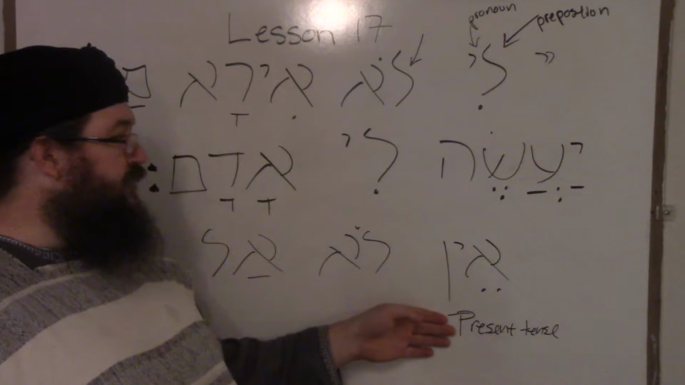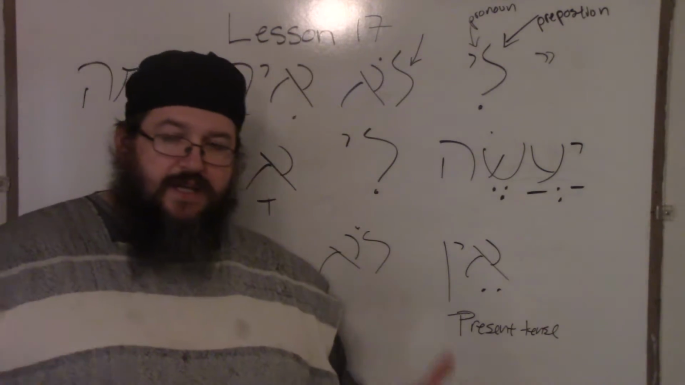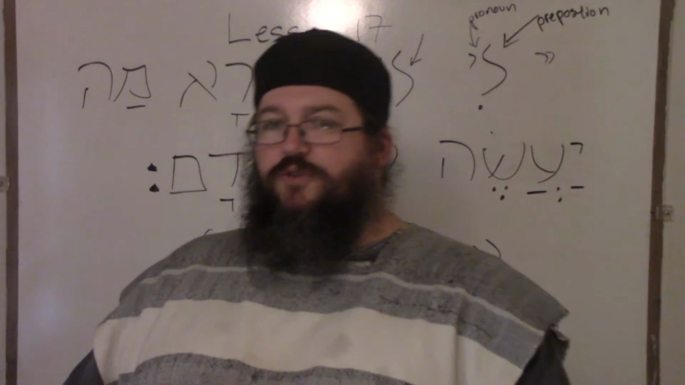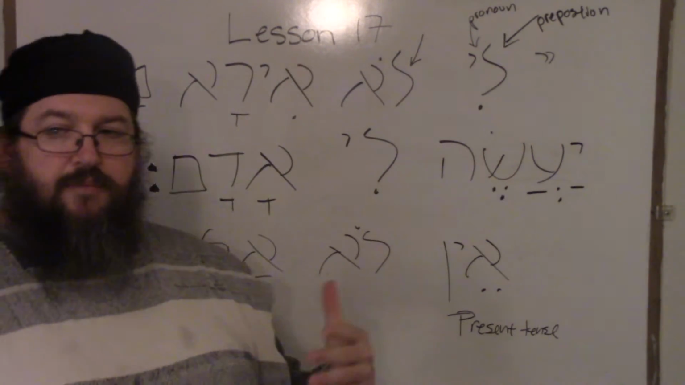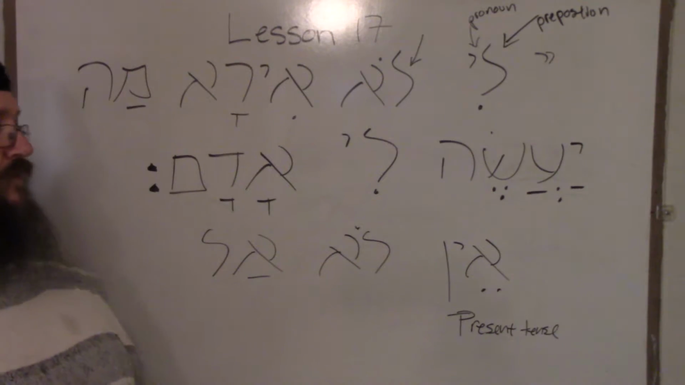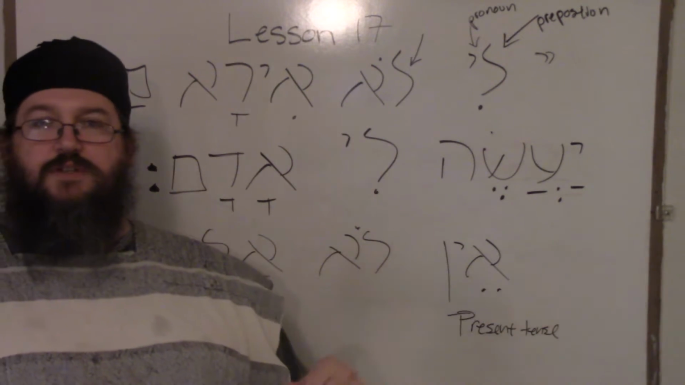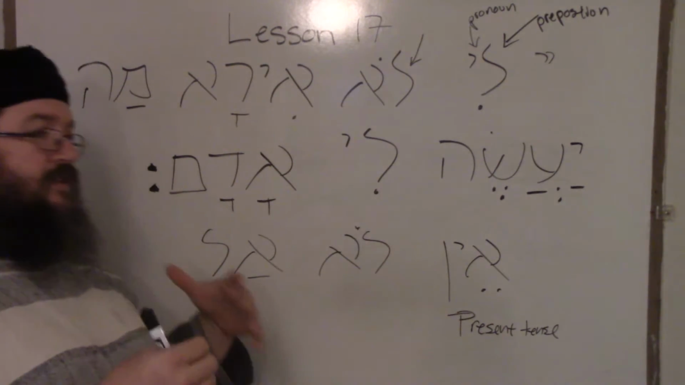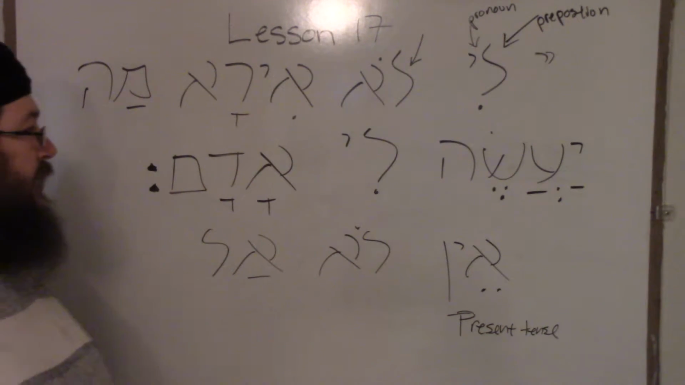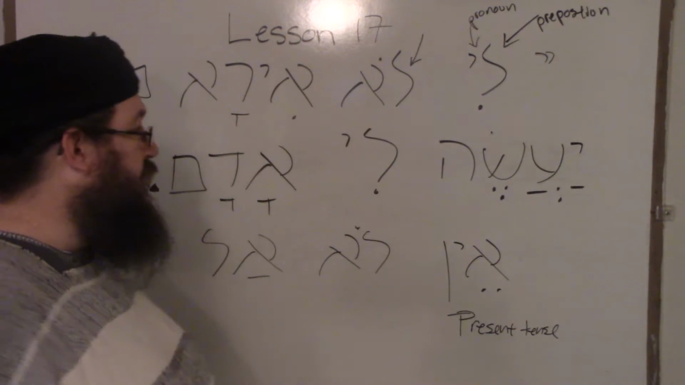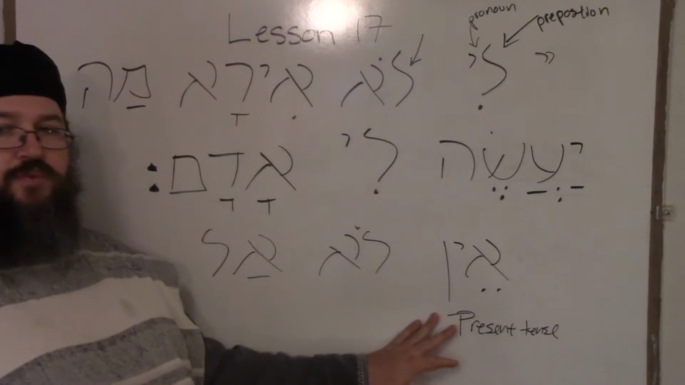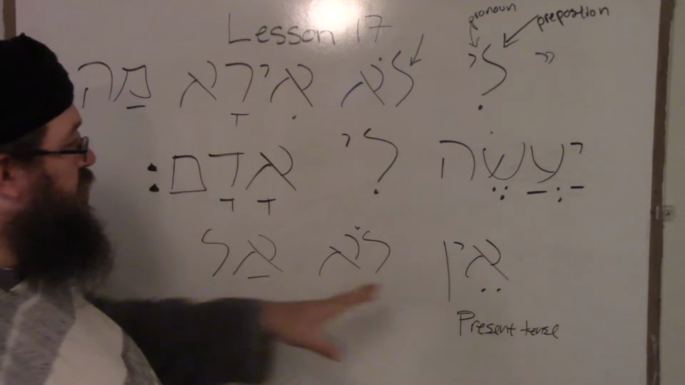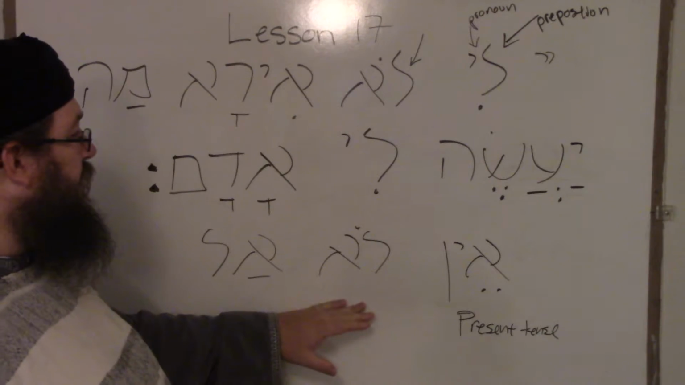So here's the present tense. Whenever we want to negate something in the present tense, we would say ein. If you're referring to yourself, you'd say eineni, I am not. If you're referring to somebody else in the second person, you'd say einaich or einecha, that you are not. And so forth, we'd have other pronouns we can attach to it. So this is only used with the present tense, and it's very important to understand that this is the form you use for the present.